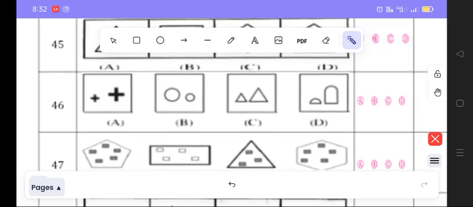Question number 46. Observe. Plus. One small plus, one big plus. Again, one circle, small circle. One triangle, small triangle, one big triangle. One small semicircle and one big elliptical shape is there. See, which one do you think as the answer?